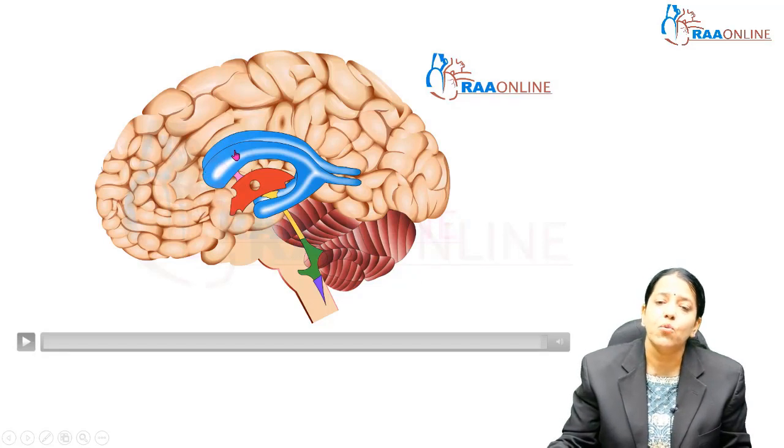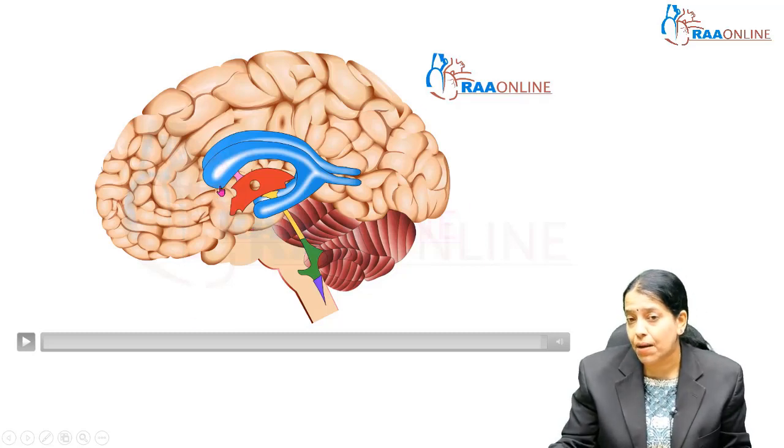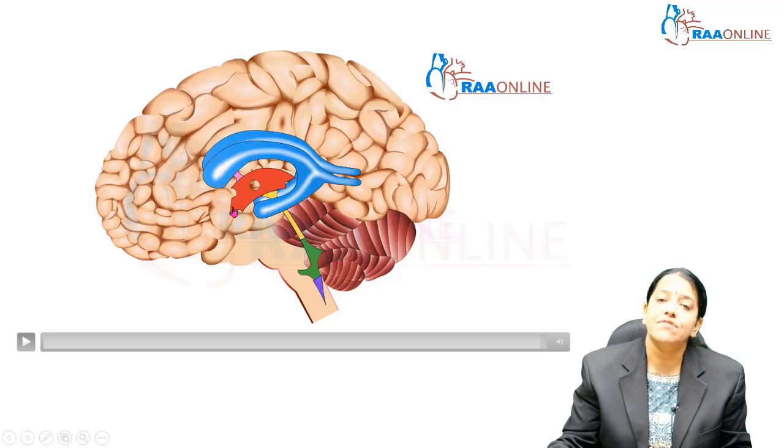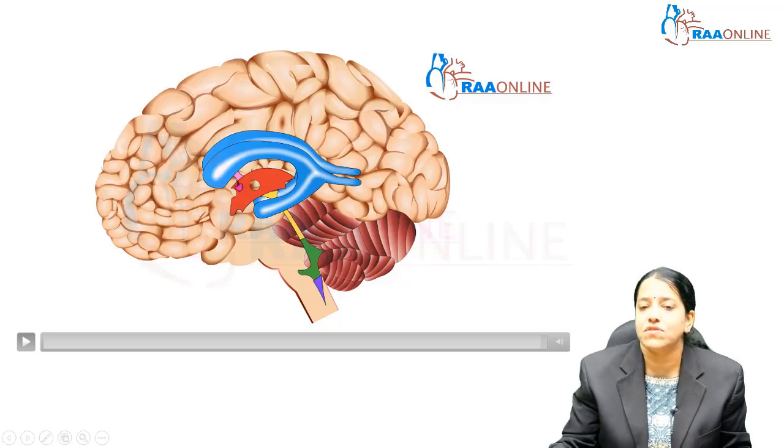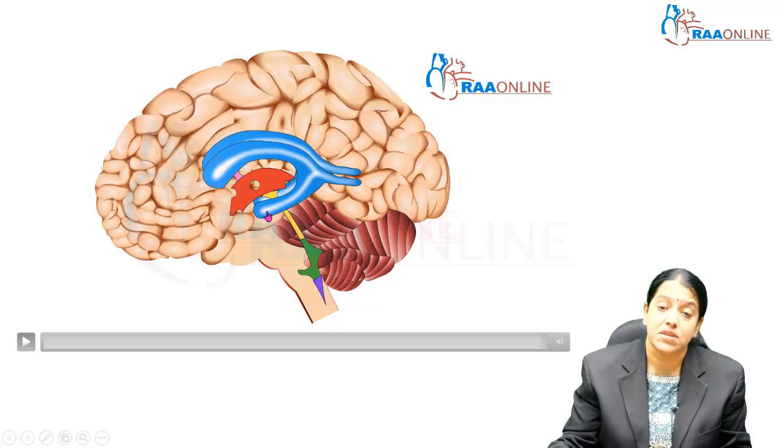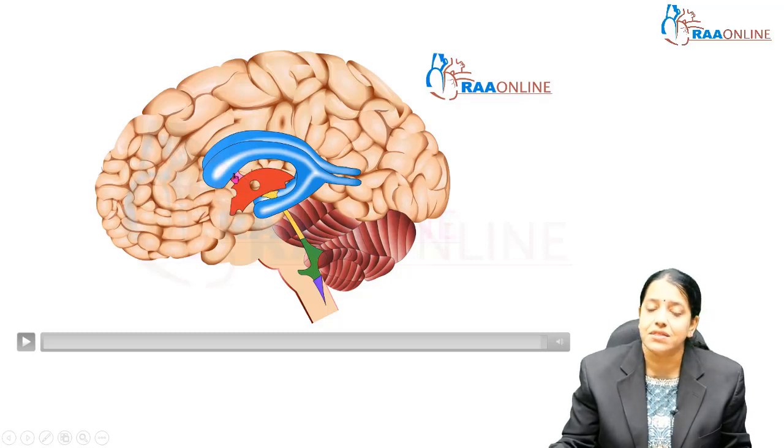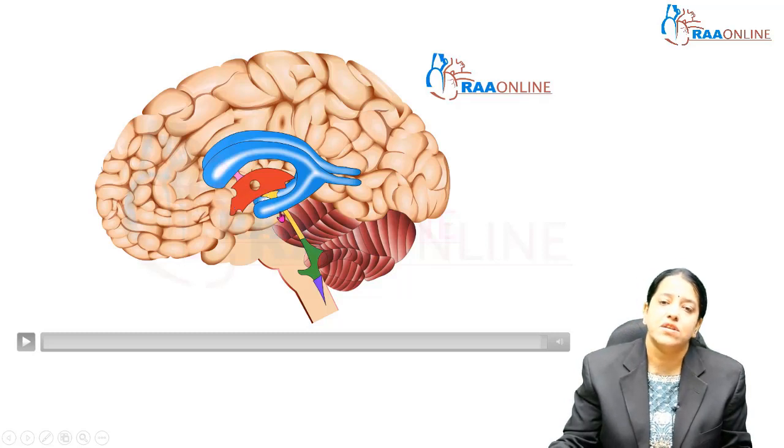You can see the blue color is being shown as the two lateral ventricles, which are the cavity of the forebrain or the cerebrum. Then we have the third ventricle in the center, which is the cavity of the diencephalon; the thalamus and the hypothalamus are in its walls, and between the two thalami you get the third ventricle. Then the third ventricle communicates with the fourth ventricle, which is shown in the green color, through the aqueduct of Sylvius.